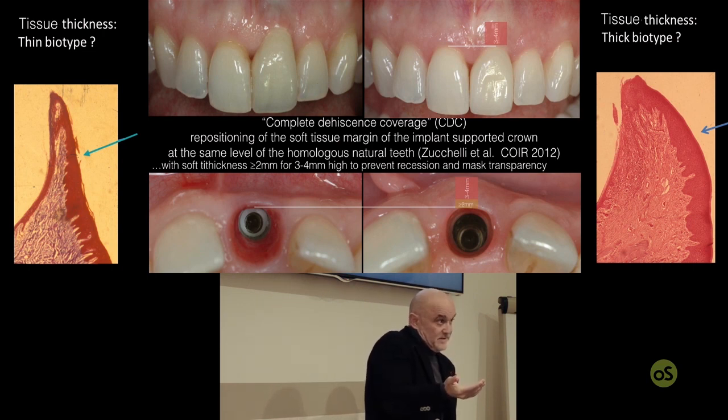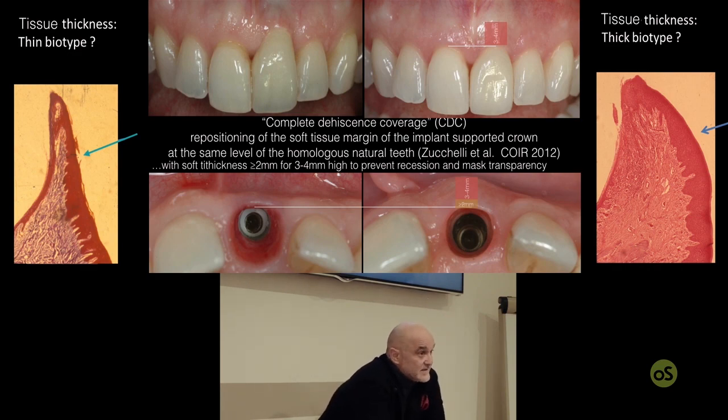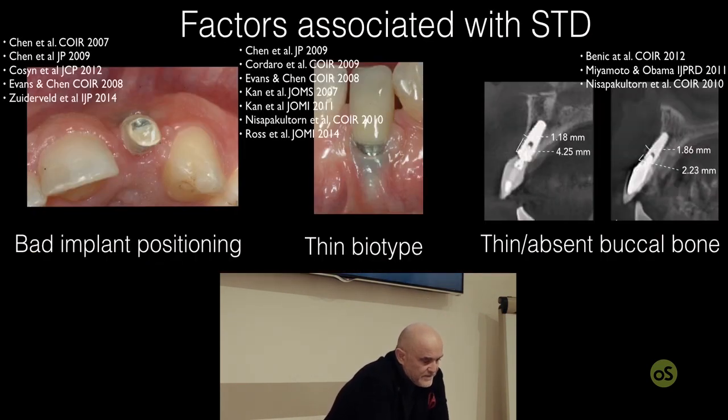So what we have to do is not only to cover, but to increase soft tissue thickness more than 2 millimeters in the area where the tissue is covering the crown and the transmucosal portion of the implant-supported crown.